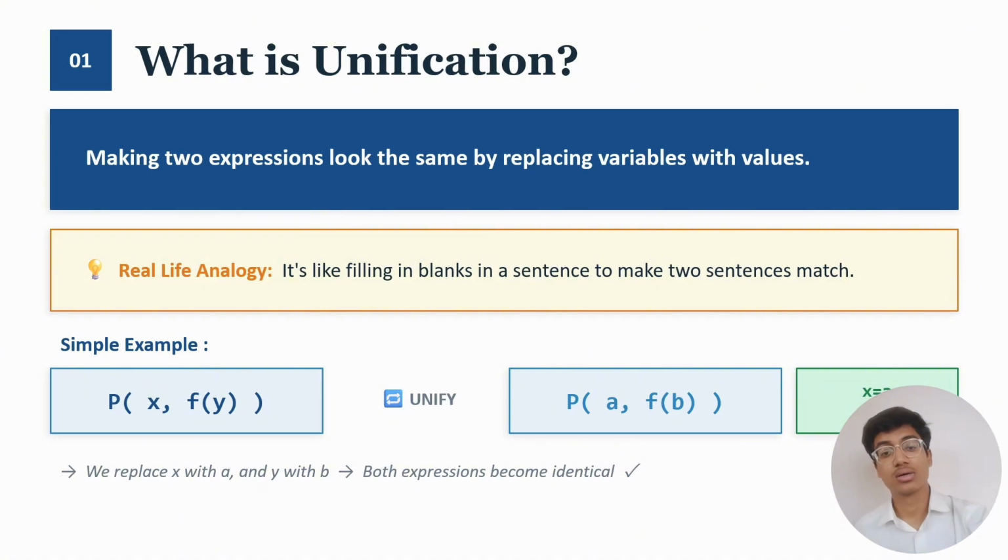We can see an example. The simple example is P(x, f(y)) unify with P(a, f(b)). We replace x with a and y with b, and both expressions become identical. I hope you can understand what unification is in artificial intelligence.